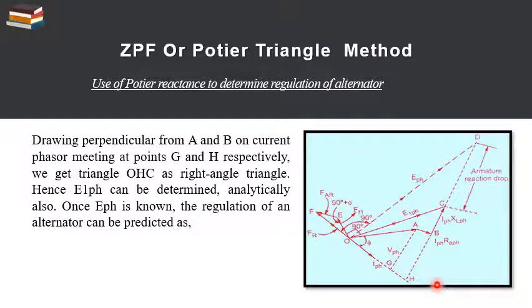So this is the triangle OHC. It is a right angle triangle, hence E1 pH can be determined analytically also.